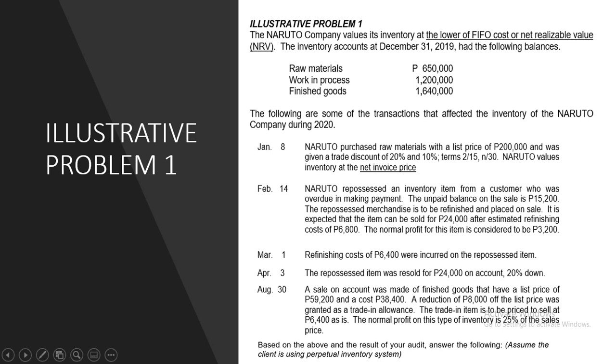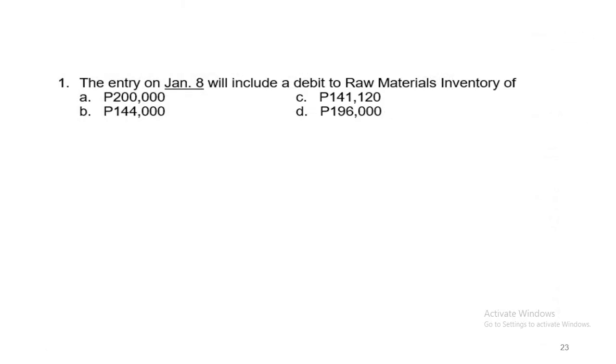And take note also that based on the above and result of your audit, answer the following. For the next questions, assume that the client is using perpetual inventory system. Again, assume that the client is using perpetual inventory system. So the first question, the entry on January 8 will include a debit to raw materials inventory of. Okay. So, ano pala yung January 8 transaction?